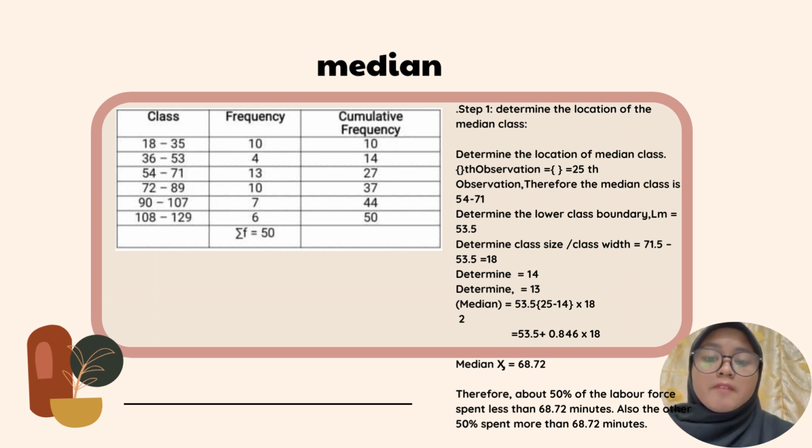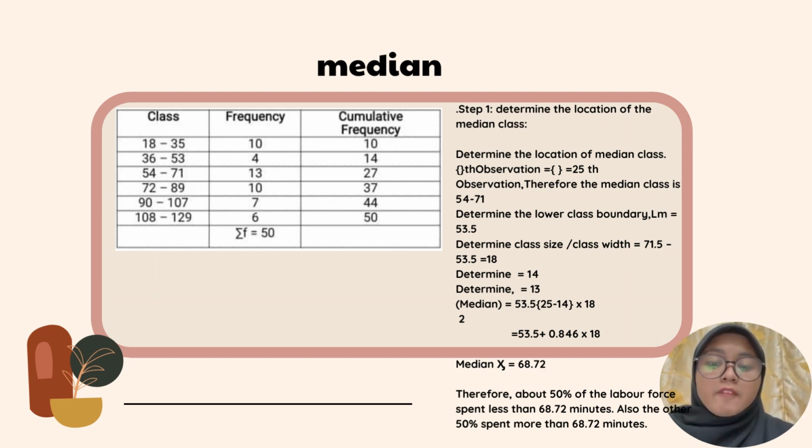For the median, the first step is to determine the location of the median class. The location of the median class is n over 2. N divided by 2 observations equals 50 divided by 2 equals 25 observations. Therefore, the median class is 54 until 71. Determine the lower class boundary, LM, equals 53.5. Determine the class size: 71.5 minus 53.5 equals 18.